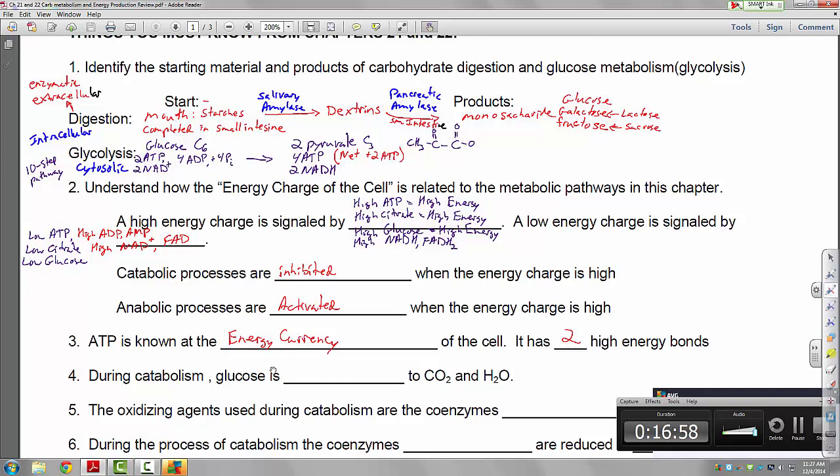All right, during catabolism, glucose is oxidized. It's converted to carbon dioxide and water, but really, specifically, it is oxidized to carbon dioxide and water. You can do the same reaction simply by putting a flame to glucose and igniting it. Kind of get a really nasty mess.